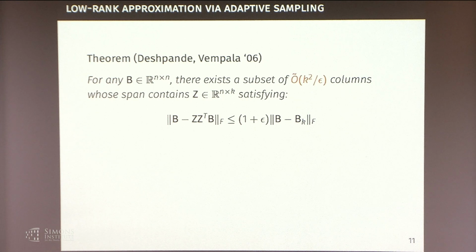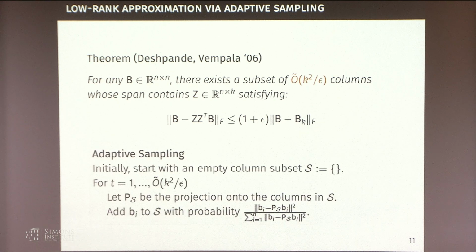One way to do it, which I'll just use today for exposition because it's really simple, is something called adaptive sampling. This was a theorem shown by Deshpande and Vempala. Basically, there exists a subset of just k squared over epsilon columns of any matrix that spans a good low-rank approximation. It spans some Z such that B minus ZZ transpose B is within 1 plus epsilon of the best low-rank approximation. Once I've found these columns, in order to compute this low-rank approximation, I just need to know the dot products with those columns. So I just need to know roughly n times k squared over epsilon column dot products.